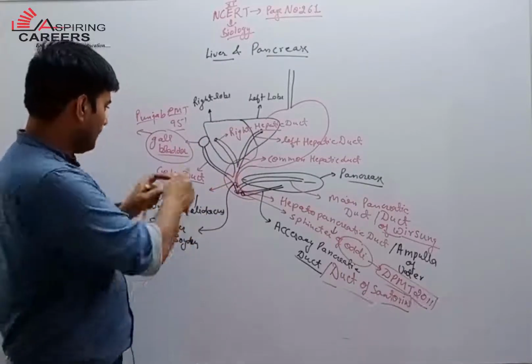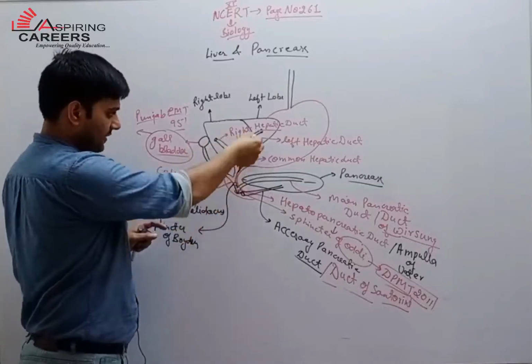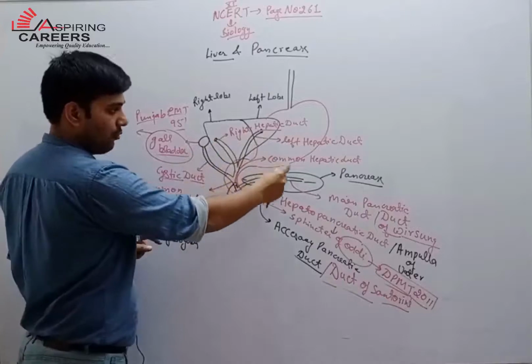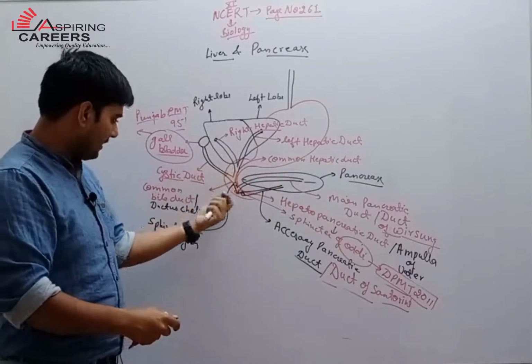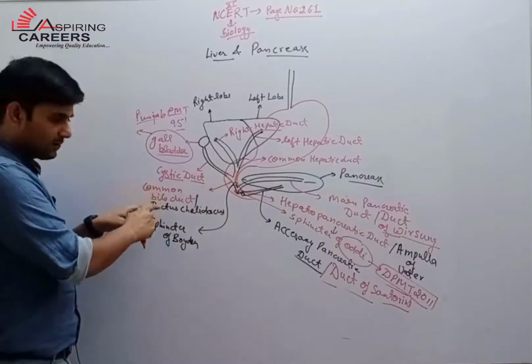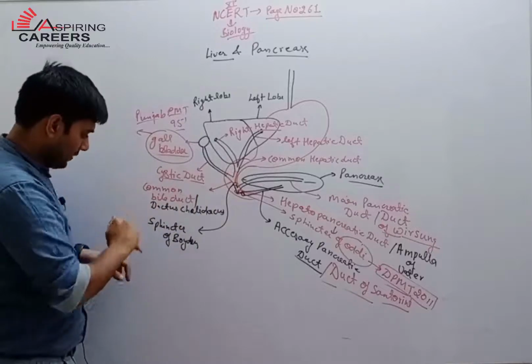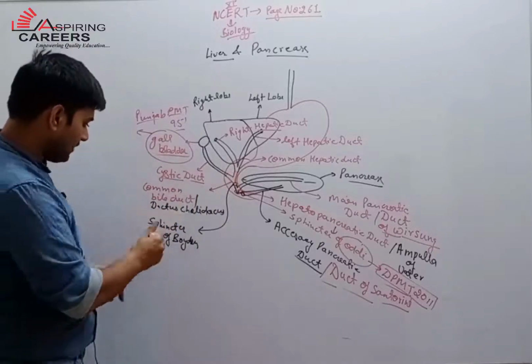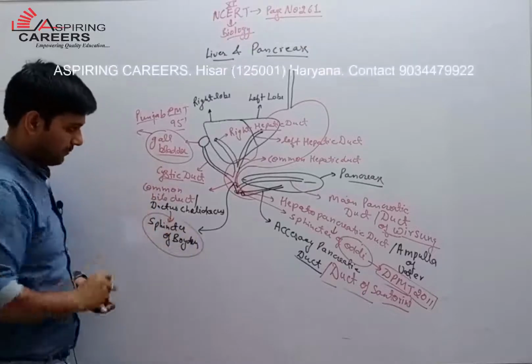For example, this is the cystic duct, this is the right hepatic duct, this is the left hepatic duct. They combine and form the common hepatic duct. The common hepatic duct and cystic duct combine and form the common bile duct. The common bile duct is also called ductus choledochus. Ductus choledochus is guarded by the sphincter of Boyden. So we have to learn this sphincter also.